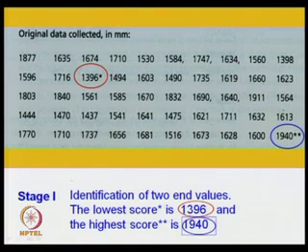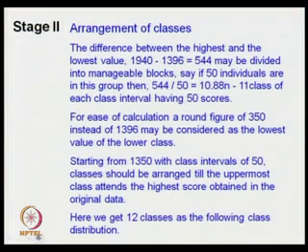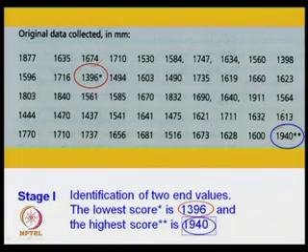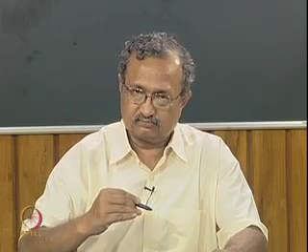Stage 1, the first stage, is the identification of the two end values, that is, the lowest score is this one and the highest score is this one. Stage 2 is the arrangement of classes. From this lowest value and highest value, if we arrange, then there are total 50 values.